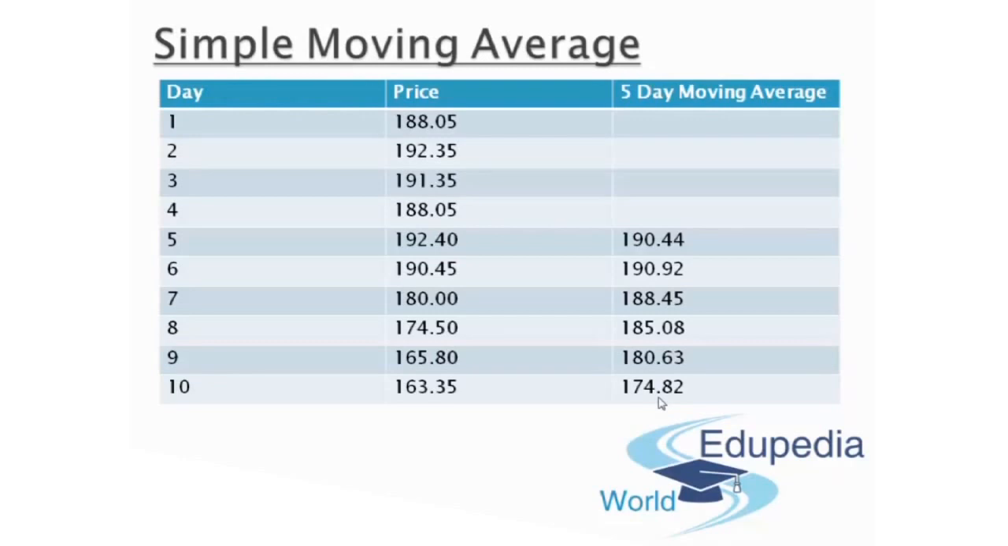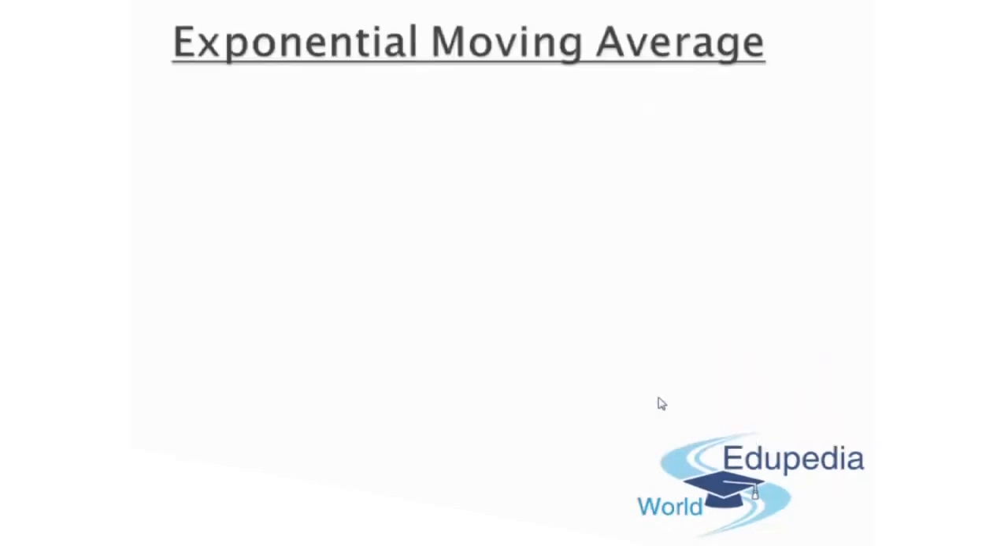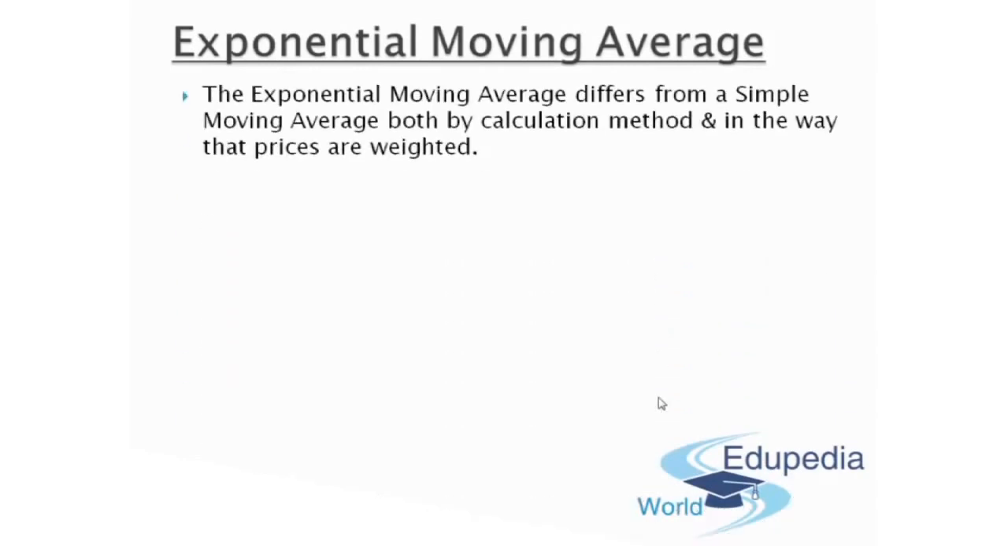So let's move to the next one, which is the most important one: exponential moving average. You must be thinking about what exponential average basically means. Without delay, I'll narrate it to you. Guys, exponential moving average basically differs from a simple moving average both in calculation method and in the way prices are weighted. So here's the catch: the EMA, the exponential moving average, is effectively a weighted moving average. That's the difference between the two.